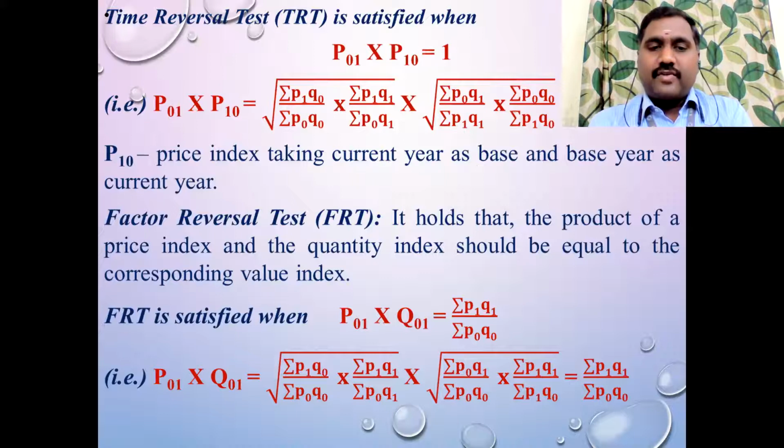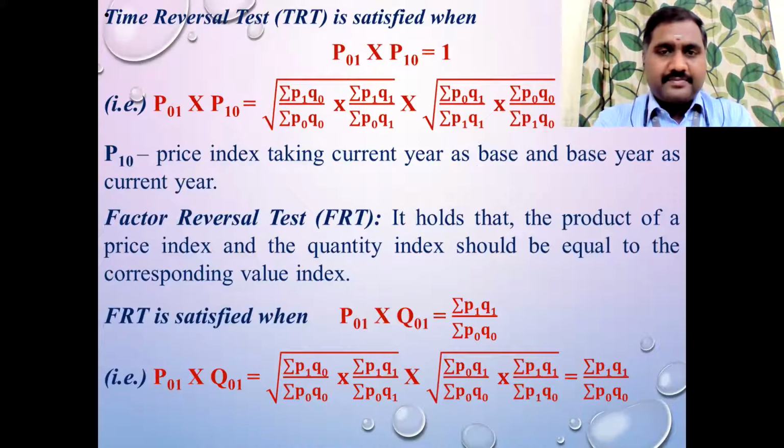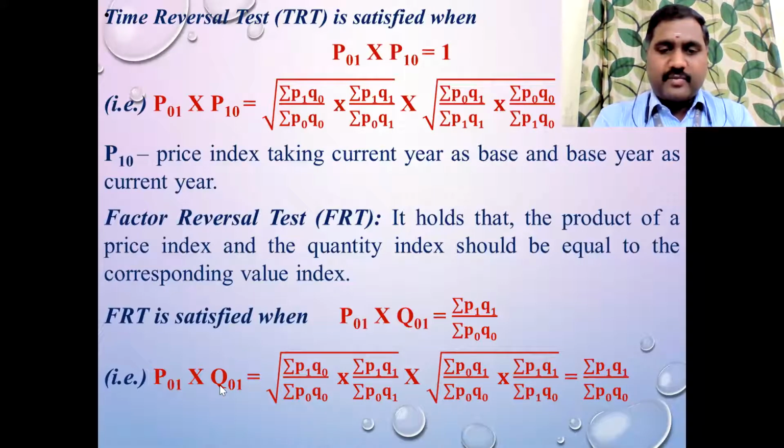So after substituting the values in the respective formula, the answer should be equal to summation P1 Q1 divided by summation P0 Q0. Okay. Now, is it clear, guys? Any doubt on the formula? Or you want me to explain one more time? If it is clear, then we will move on to the problem.